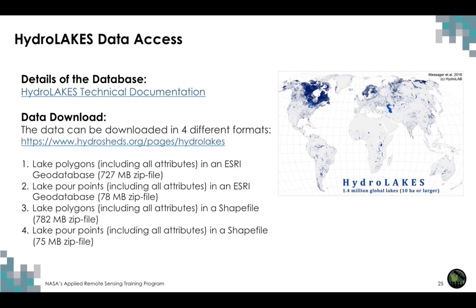These polygons can be obtained from the HydroSHEDS website. And ARSET also conducted a webinar last year on using HydroSHEDS. So this specifically is for lake polygons. If you go to this website, you can pick a region, select lakes, and download lake polygons and lake pour points in either ESRI geodatabase or as shapefiles.